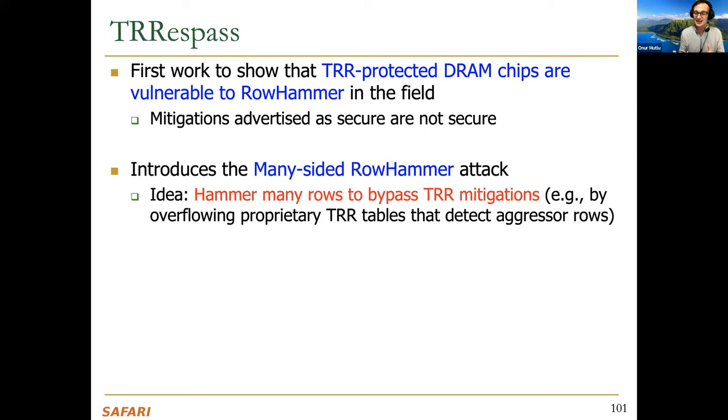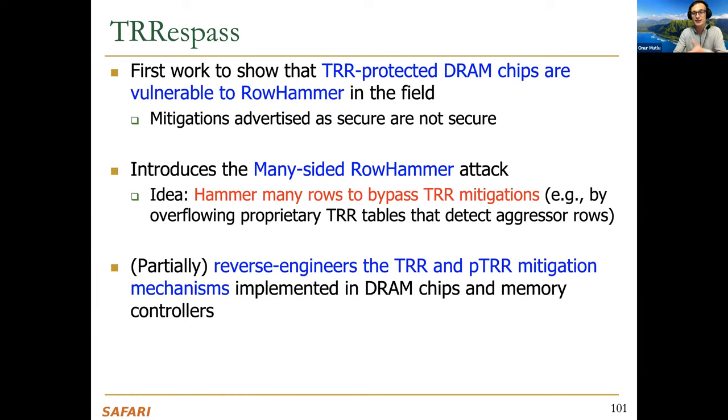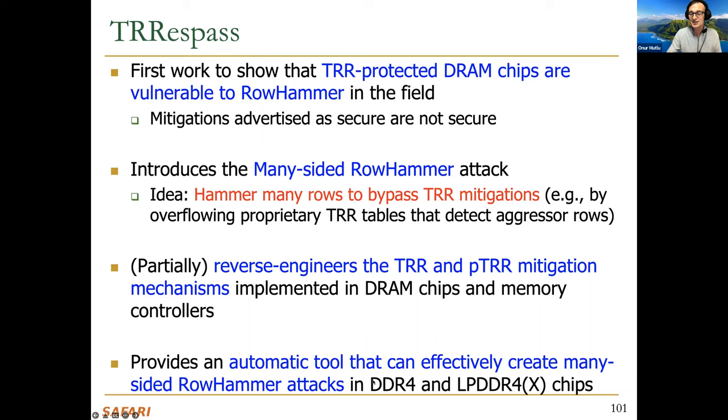So there are some proprietary tables inside the DRAM chips called TRR tables. They try to detect aggressor rows, but these are of limited size. They have different replacement policies, et cetera. If you overflow them, those tables do not work anymore. And essentially, we tried to overflow them. We did just enough reverse engineering to enable these attacks. I will talk about some other work where we did a lot more reverse engineering. So basically, we partially reverse engineered the TRR and pTRR mechanism, and we provide an automatic tool that can effectively create many-sided RowHammer attacks in these chips, as you can see.